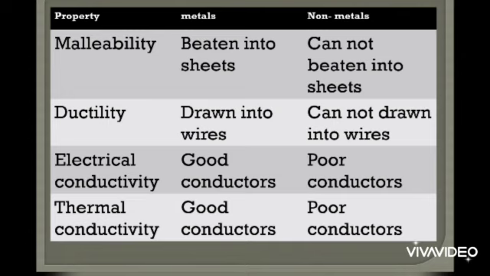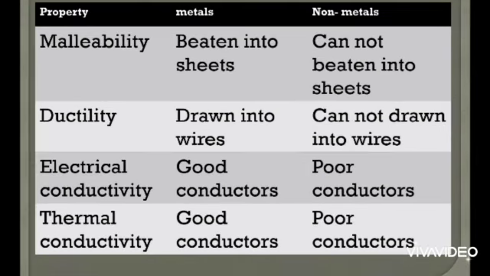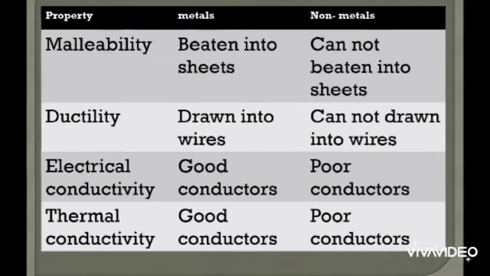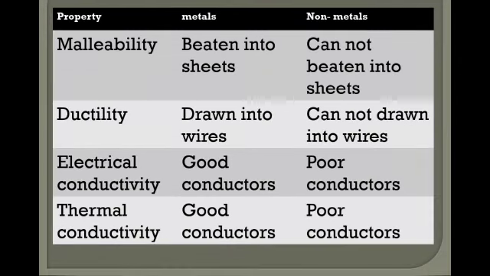The next property is electrical conductivity. Electrical conductivity means the ability of a substance to allow electricity to pass through it. All the metals allow electricity to pass through them. That is why they are good conductors of electricity. And the non-metals are considered poor conductors. They do not allow electricity to pass through, except one non-metal, that is graphite.